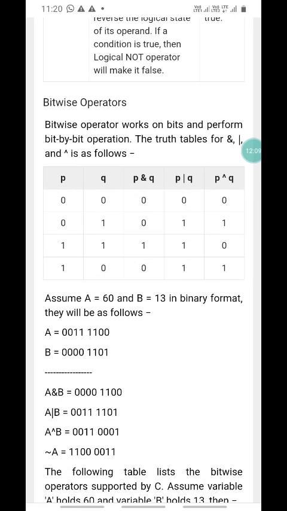Bitwise operators work on bits and perform bit by bit operations. The truth table for AND, OR, and not equal to is as follows. So for p and q, this is the truth table. P consists of 0 0 1 1. This is the logical truth table.